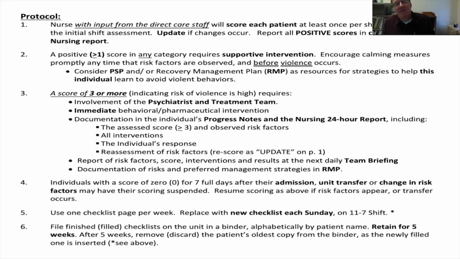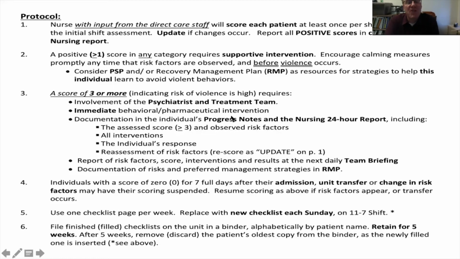Okay, so move on to number 4. In an effort to reduce the burden of this Broset violence checklist, because it is a new thing and gosh knows people are time pressured and have plenty to do. If an individual scores 0 for 7 full days after admission or first coming to the unit, or after some previous change in the risk factors, you can stop scoring them. And then you would start again if something changes again, if they seem to be exhibiting some of these risk factors or other concerning behaviors.